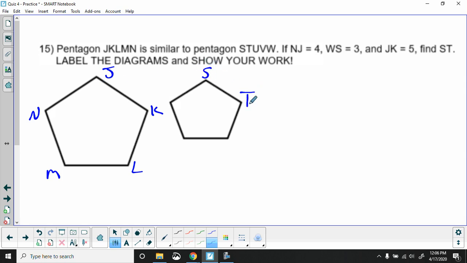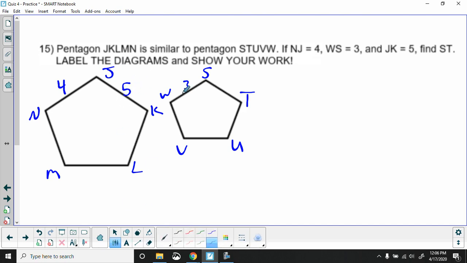So if NJ is 4, put it there, 4. WS is 3, put a 3. JK is 5, just kidding, haha, joke, anyone? High 5, seen better days, let me help them out. Thinking about what I want to make for lunch. I don't know. Quesadillas, maybe.